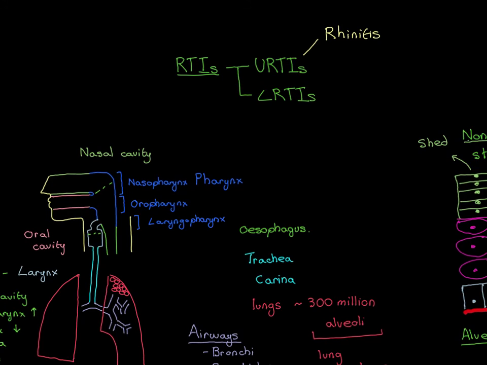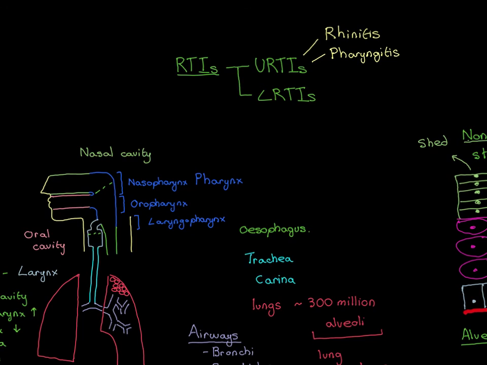So rhinitis means inflammation in the nasal cavity. Working our way back, when you get inflammation of the pharynx, any portion of the pharynx, and of course in influenza we're going to get infection of this top portion of the nasopharynx and therefore inflammation in that top portion of the nasopharynx, that is called pharyngitis. So pharyngitis is inflammation of the pharynx.